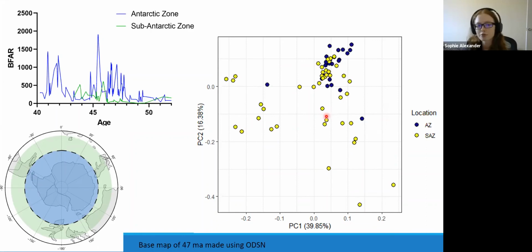In this graph, we've got the Antarctic zone in dark blue and the subantarctic zone in yellow. And effectively how large the clusters are tells you about how diverse the teeth are. The Antarctic zone has a much smaller cluster with only a few outliers. So we'd expect that that zone contains less diverse teeth compared to the larger cluster for the subantarctic zone. So we assume that the diversity of teeth matches the diversity of fish species.